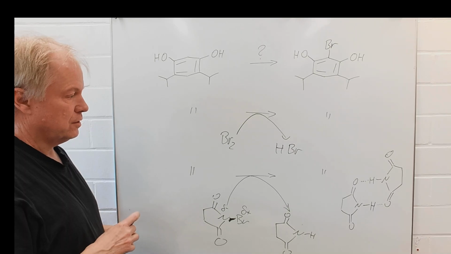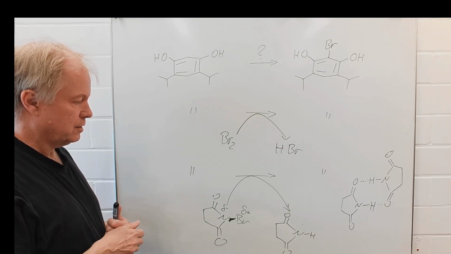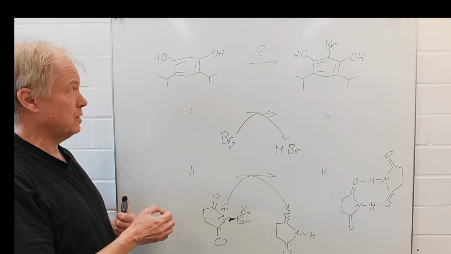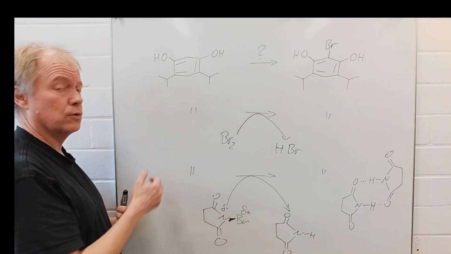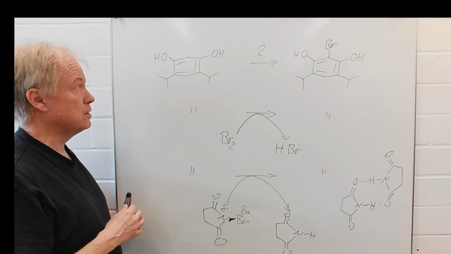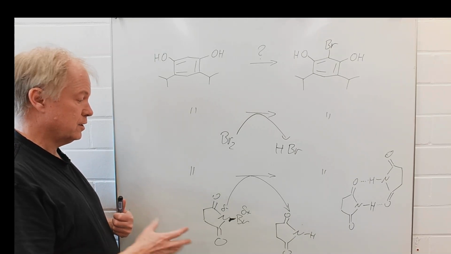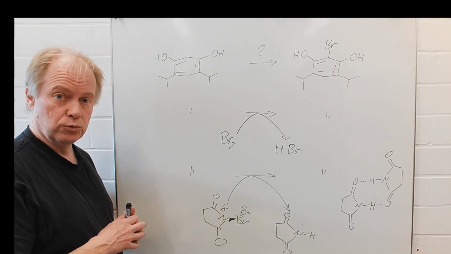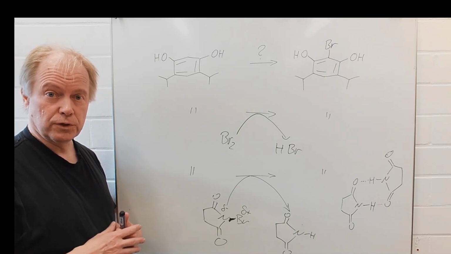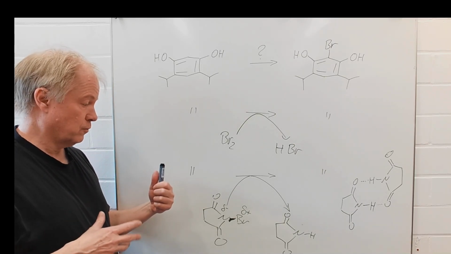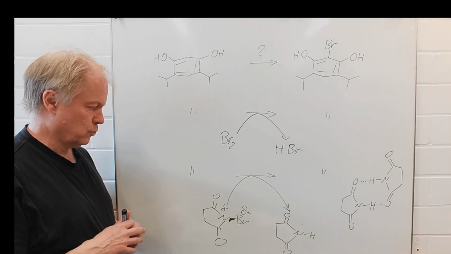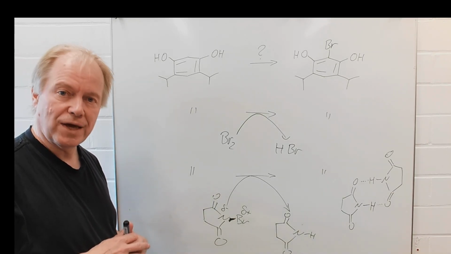rather easily. So please keep in mind that N-bromosuccinimide can be applied for an electrophilic bromination of activated aromatic systems, and it's not only used for the radical bromination, for instance in the Wohl-Ziegler process, allylic bromination, as you might remember. Thanks for listening.